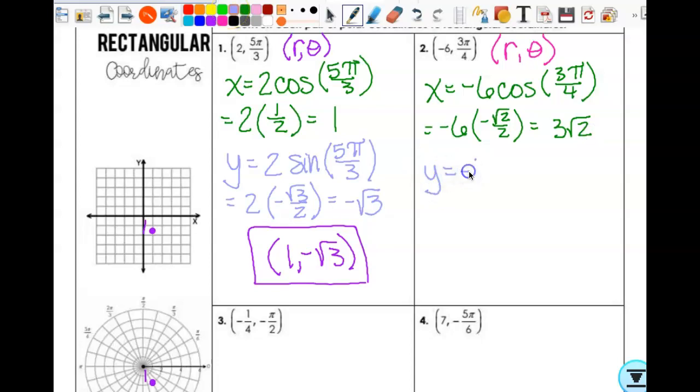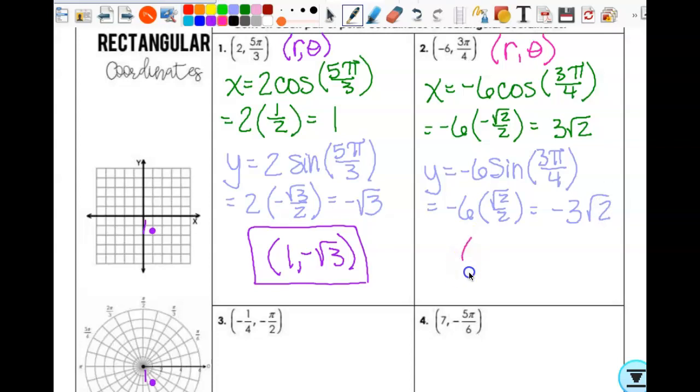Then y is equal to negative 6 times the sine of 3 pi fourths. So I know that the sine of pi fourths is the same as the cosine of pi fourths, so it's still square root of 2 over 2. And in the second quadrant, what's true about sine? It's positive, so square root of 2 over 2. So that gives me negative 3 square roots of 2 in the end. So then I take my x and my y coordinate and make it an ordered pair.